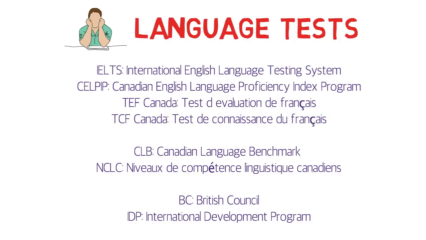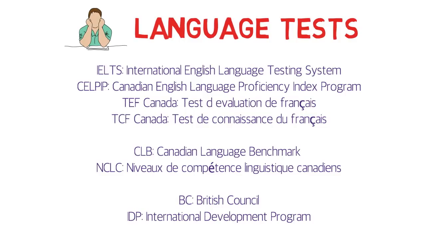Okay, and now CLB is Canadian Language Benchmark. NCLC is Niveaux de Compétence Linguistique Canadiens. BC is British Council and IDP is International Development Program. Now talking of the first 4, IELTS and CELPIP, these are the 2 tests for English. You can appear for either of them. And TEF Canada and TCF Canada are 2 tests for French. You can appear for either of them.